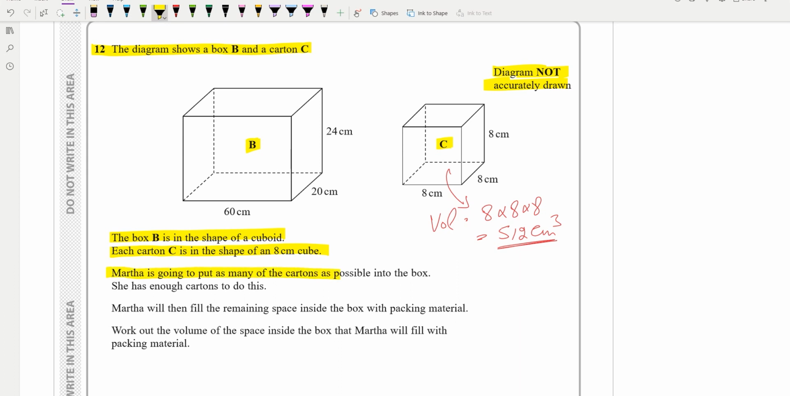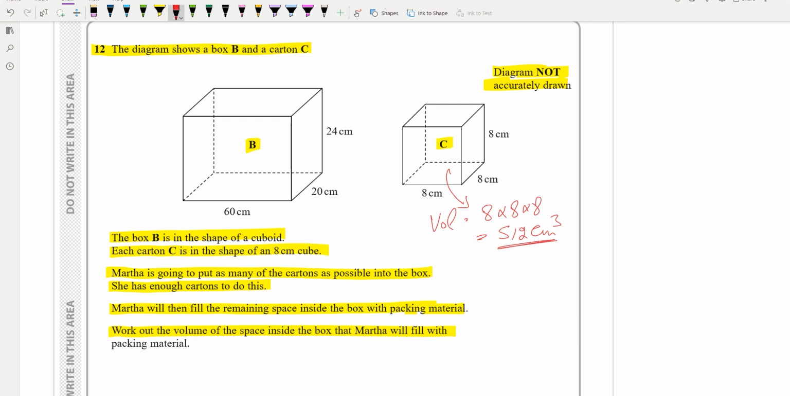Martha is going to put as many of the cartons as possible into the box. She has enough cartons to do this. Martha will then fill the remaining space inside the box with packing material. Work out the volume of the space inside the box that Martha will fill with packing material.